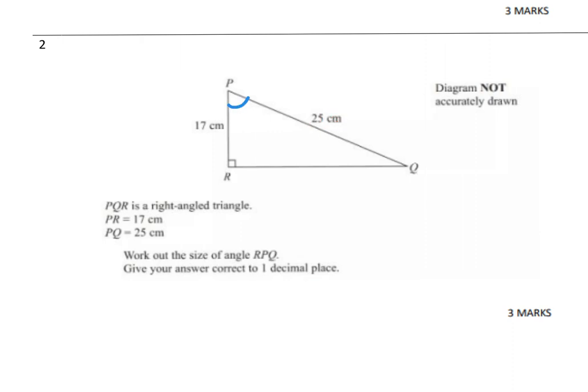So to find this angle, you can use SOH CAH TOA. So now you need to use cosine. So cosine inverse of 17 over 25. So the answer is 47.2 to 1 decimal place.